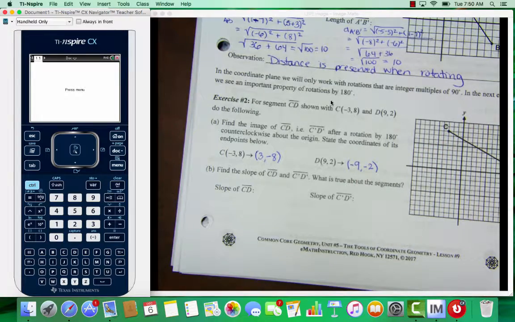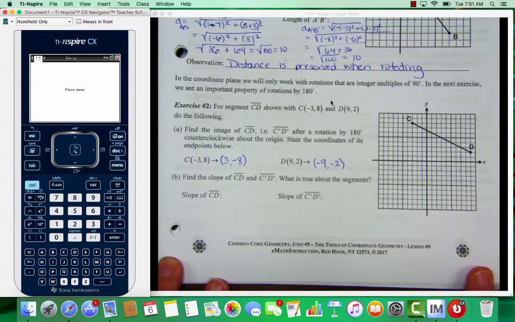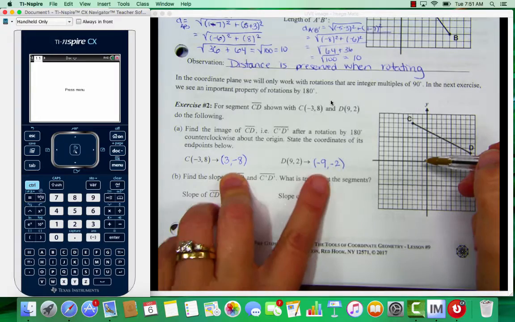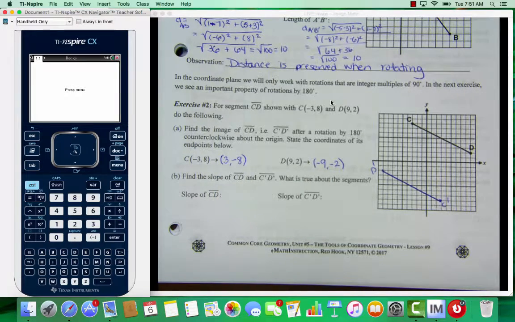-2. All right, so now what they want us to do is find the slope of CD and find the slope of C prime D prime, and then what is true about those segments. So I'm just going to take a second and plot my new segment C prime D prime. Okay, so there's my segment C prime D prime.